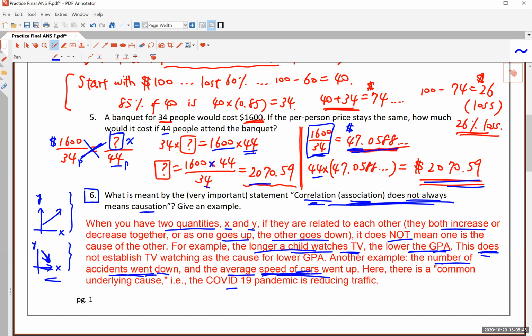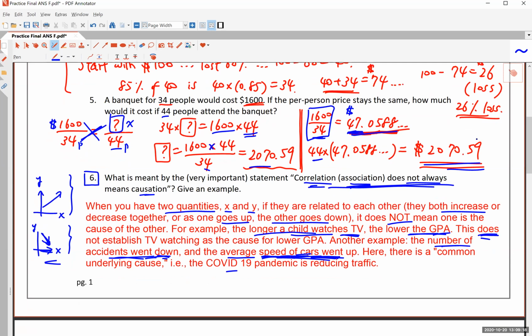Because people are just basically staying at home, especially during the complete lockdown. And that means that the freeways are empty, and so people tend to speed, and the number of accidents is going down because there are fewer drivers, and of course that means we have fewer accidents. Okay, so again, it does not mean that the high speed is causing lower accident rates, or that fewer accidents are causing people to drive faster. Okay, that is what we mean by correlation not always establishing causation.